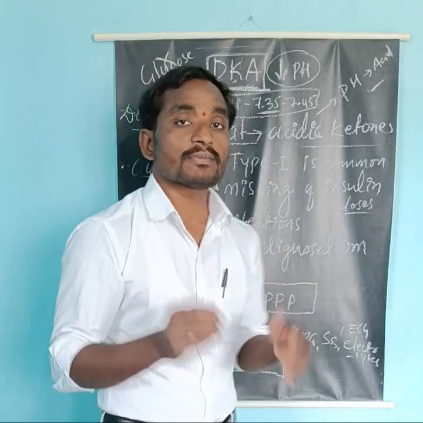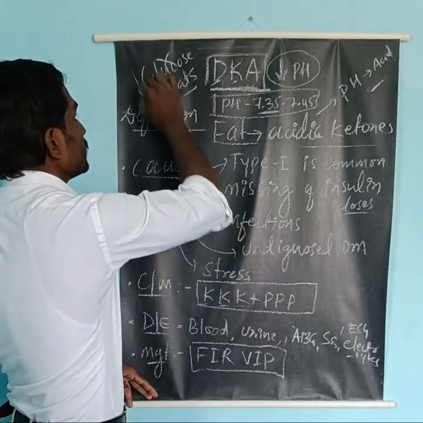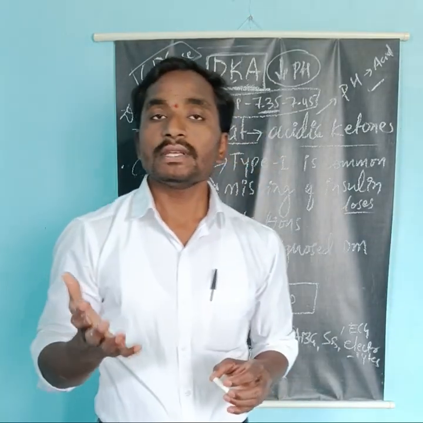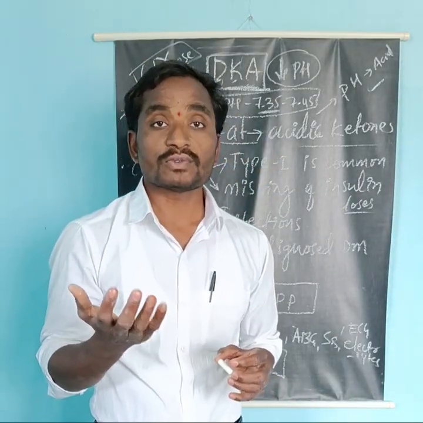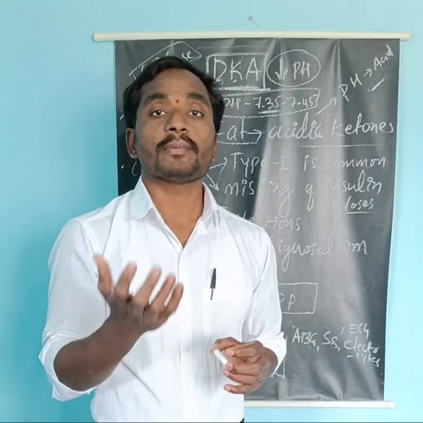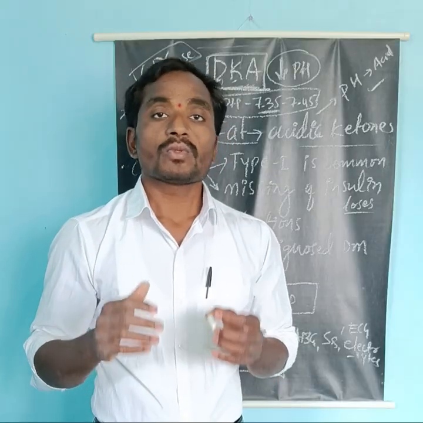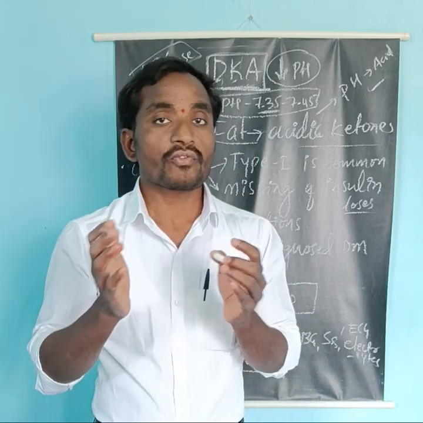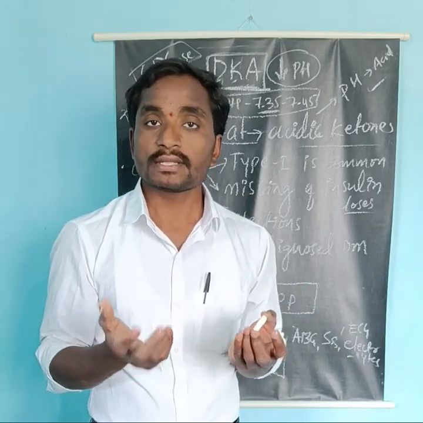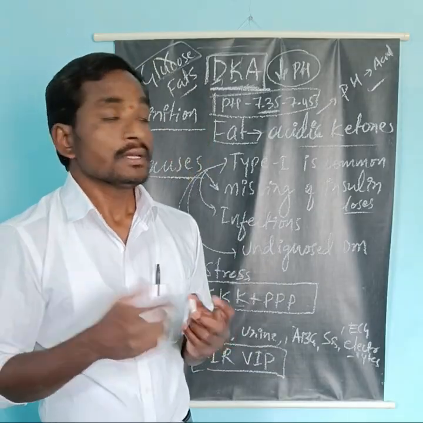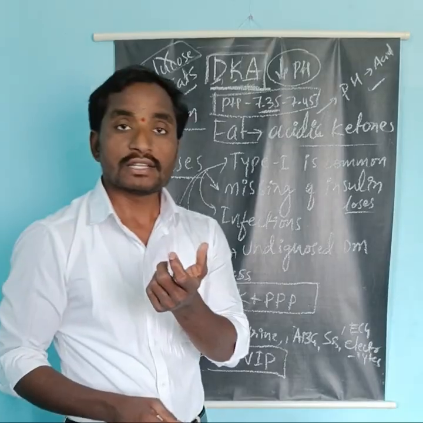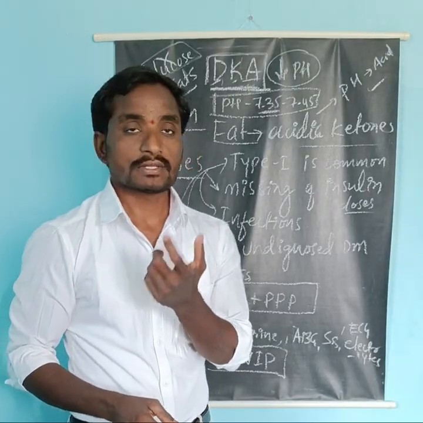What happens in case of diabetic ketoacidosis? Normally the body uses glucose as energy. Due to insulin deficiency, lack of insulin, or resistance developed by the body cells toward insulin, the body cells use fat as energy. The end products of fat are called ketone bodies, that is, ketone production. It may cause an alteration in the blood pH, and that condition we call acidosis.